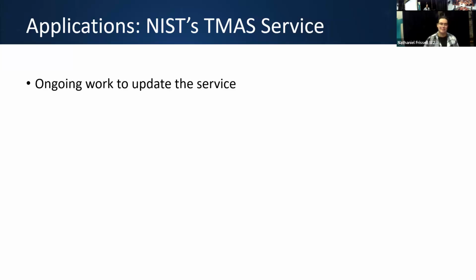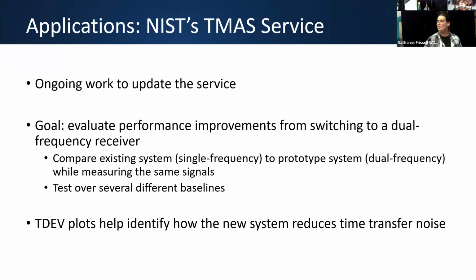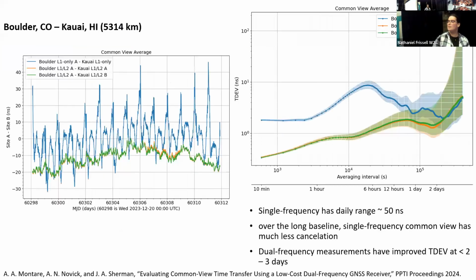We are working on upgrading the service. One of the goals along the way was to say how much improvement we are getting with the dual frequency GPS receiver. So we built some prototype systems. We placed them at our NIST radio stations that you all know and love, and we tested them. We can make some TDEV plots, and those really clearly illustrate over what averaging intervals we have improved time transfer noise. And so here's some data from that.